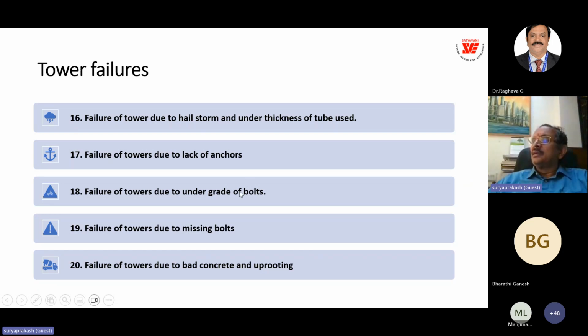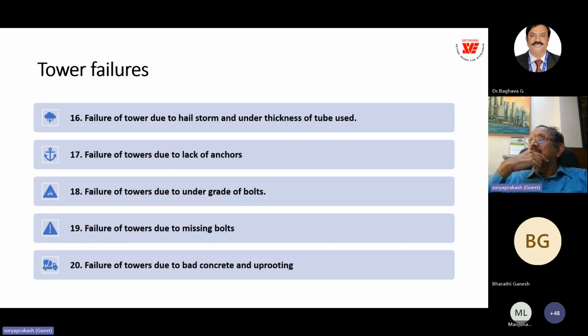When the failure happened and we went for investigation, they had cleaned the entire site. But I thought that, as people say in forensics, every criminal will leave some trail behind. So when I verified the site, I could find one bolt, and that bolt was 4.6 grade, and the bolt had sheared. So I could fix the cause of failure with one bolt.